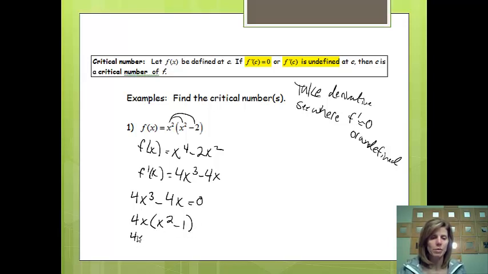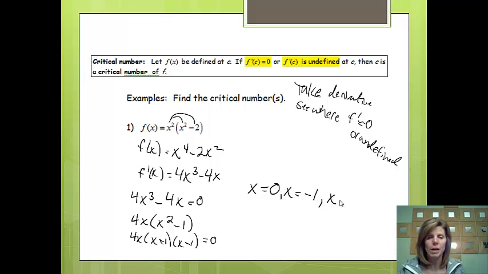And then I notice that this will factor a little bit more. It'll be 4x, x plus 1, x minus 1, and it still equals 0. And now using the zero product property, my critical numbers are going to be x equals 0, x equals negative 1, and x equals 1.